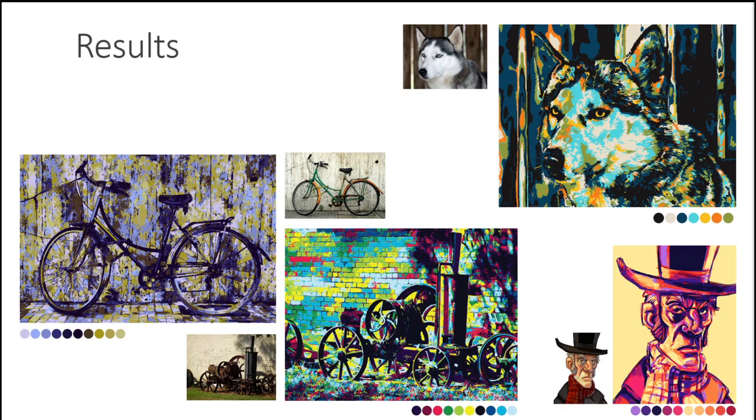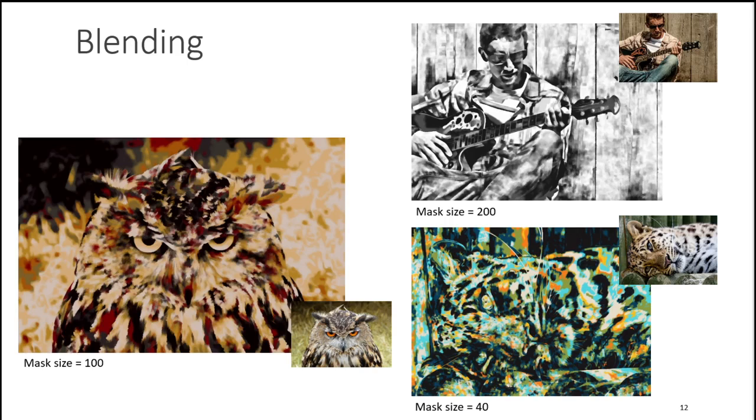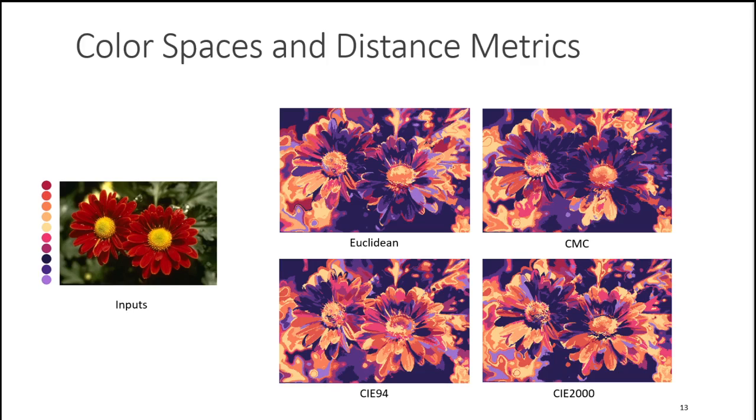Here are some results. We maintain edges. Objects are visible and flat regions are broken up into colorful regions. We tried blending to produce smooth color transitions. We cross-filtered our result with an edge-preserving filter, and recolored images are now more painterly. You get different results depending on the color spaces used for the distances.